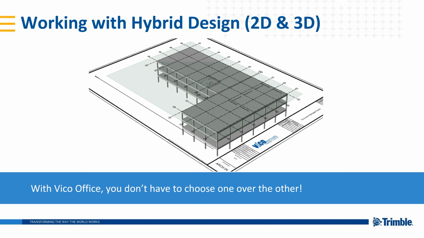Then we will jump into working in what we call a hybrid design mode. So no longer do you have to choose between just a 3D model or working with 2D. You can work with them together and actually confirm that your 2D document is in lockstep with your model. So you can use your models with confidence and not wonder, is this model true to the contract documents?